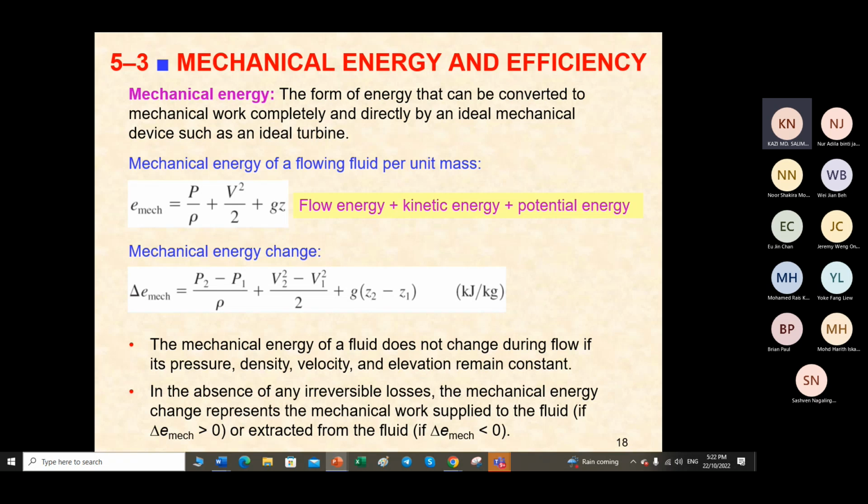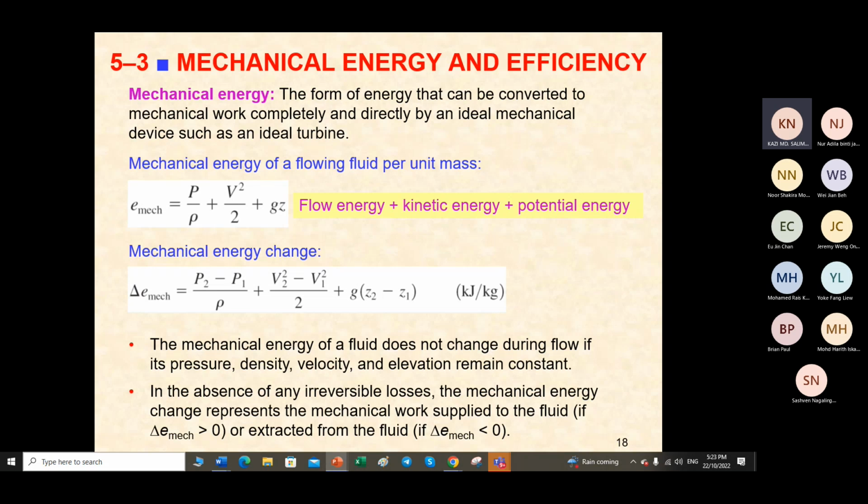What is the mechanical energy of a system? If you consider a flowing fluid, then mechanical energy is equal to flow energy, which is the pressure divided by rho, P by rho, plus the kinetic energy, half mv squared. If m is 1, then half v squared, plus potential energy, gz. So we get flow energy plus kinetic energy plus potential energy. This is the total mechanical energy of a flowing fluid per unit mass. This is the standard equation.